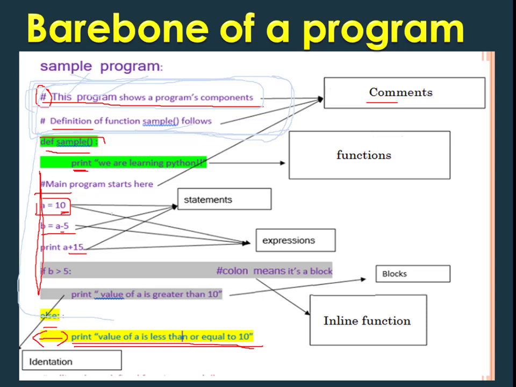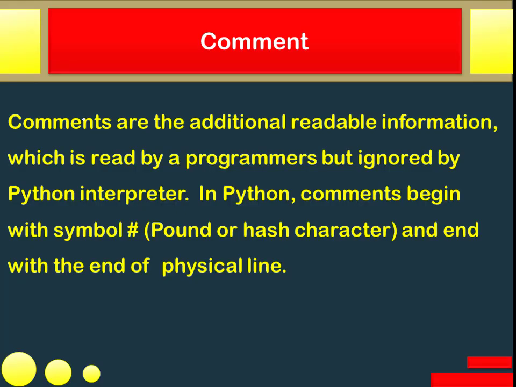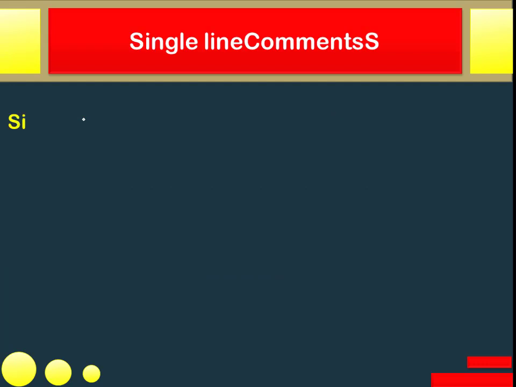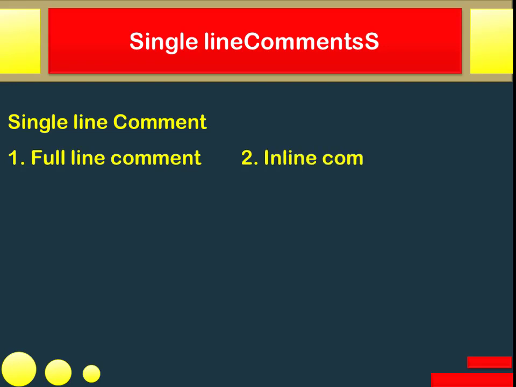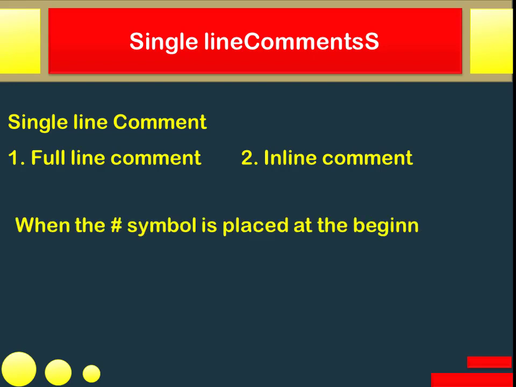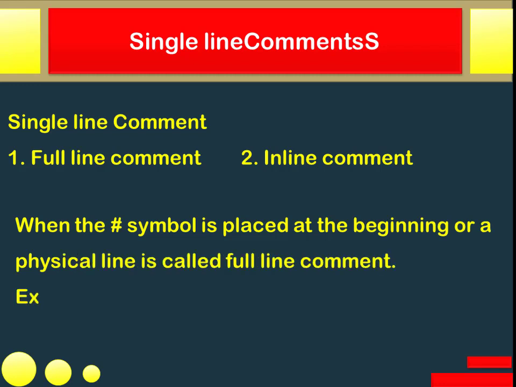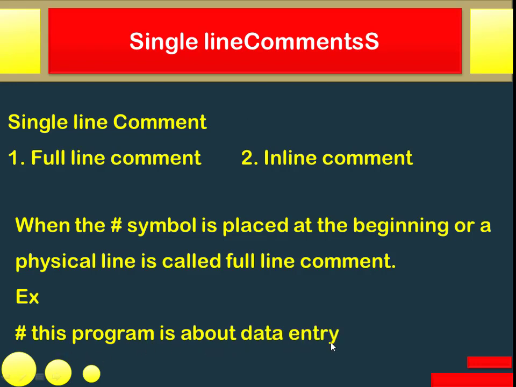So this we call a comment, and it begins with the pound or hash character. A comment may be a single line comment or multiple line comments. There are full line comments and inline comments. When the hash symbol is placed at the beginning of a physical line, this is a full line comment. Example: this program is about data entry.